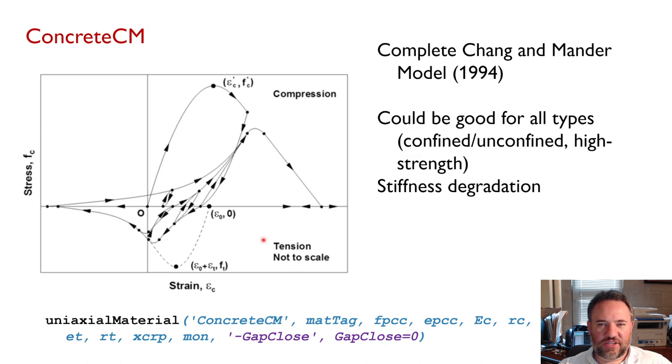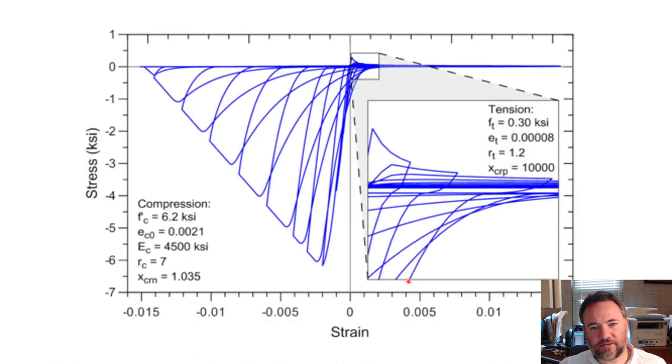Okay, concrete CM is also a Chang and Mander model, just like concrete 07. But this one allows you to define some parameters to define how it works for confinement, and it also has stiffness degradation built in. So another potentially good model for confinement and everything. Again, you can look into the details of these models in the manual, and it will give you more information and probably also reference whatever paper is related to the definition of this model. So here's an example of how that one works. This is the tension side on the top right, so you can see how the tension behavior works in the blow up here.